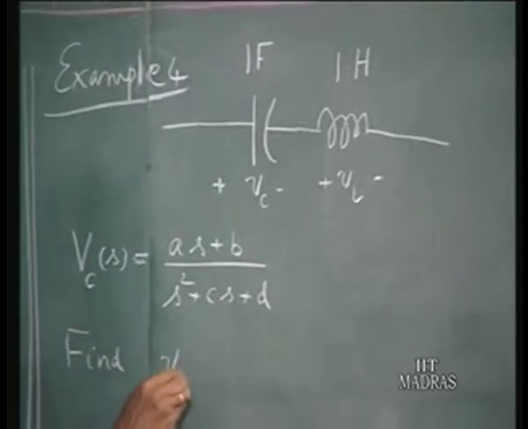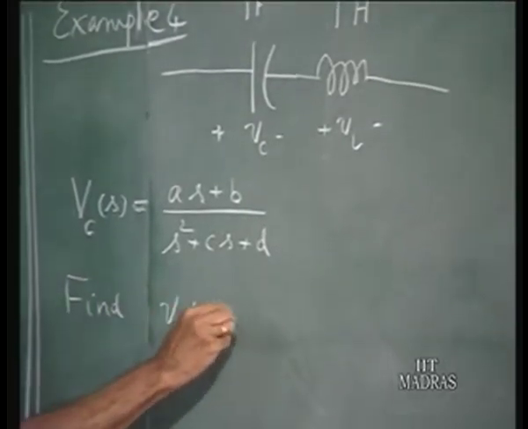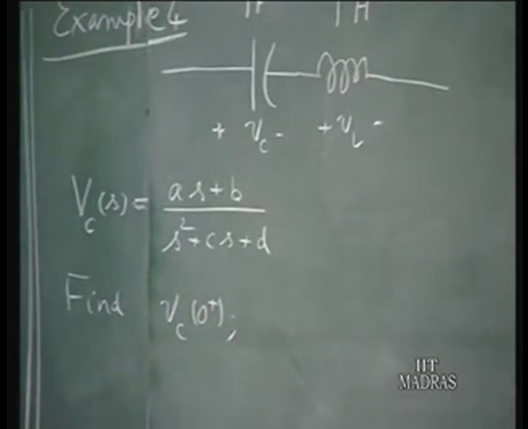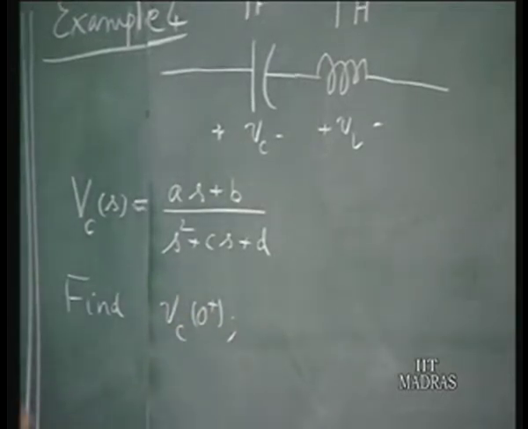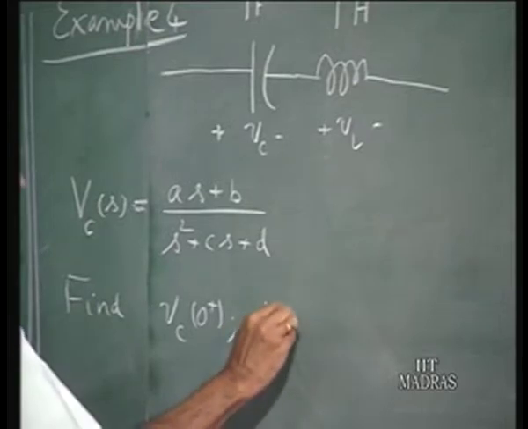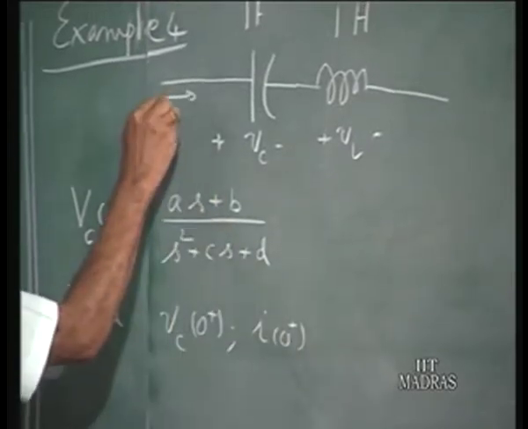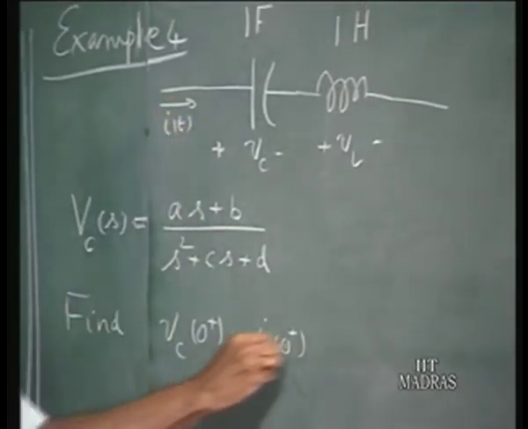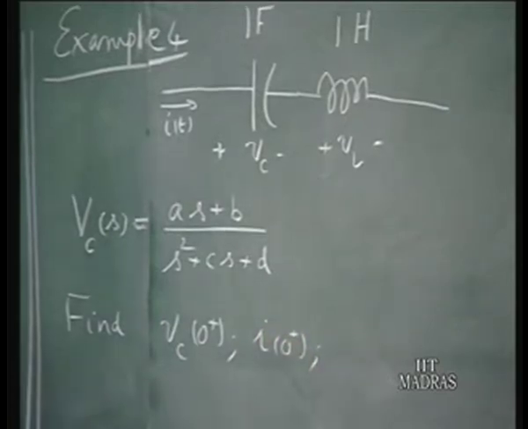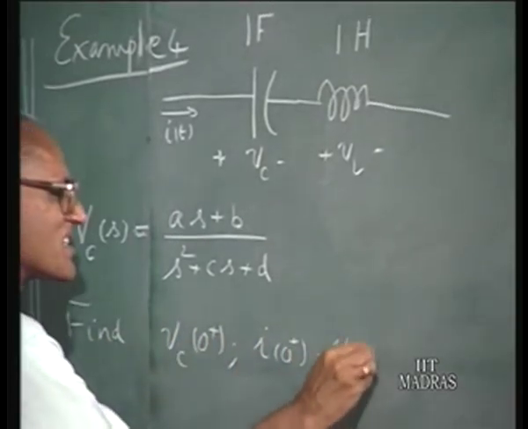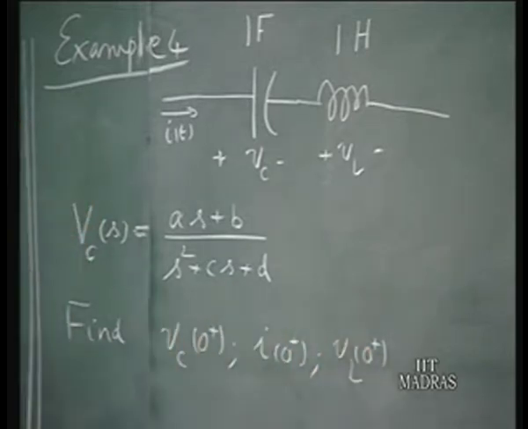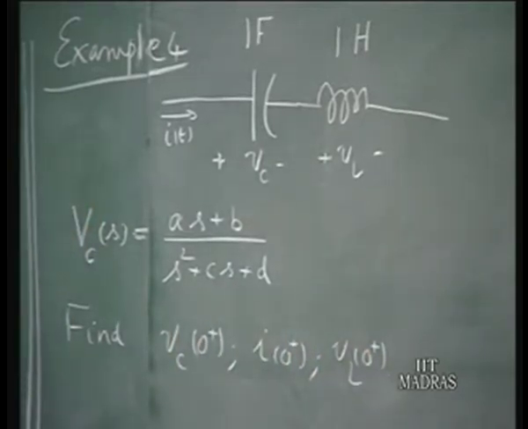Vc(0 plus), the voltage of the capacitor immediately after 0, the current in the circuit at 0 plus, this is the current i(t), and the voltage across the inductance at 0 plus. These are the three quantities that are required to be found out.